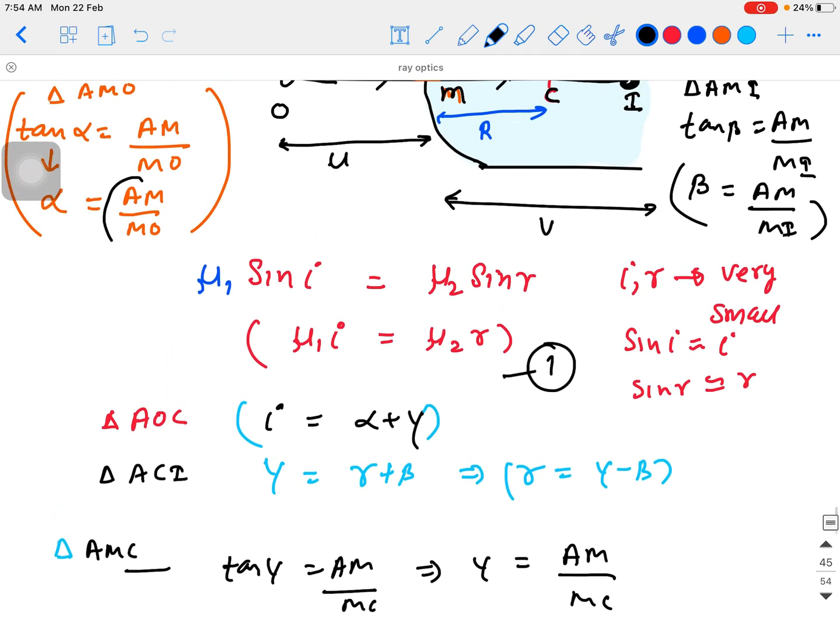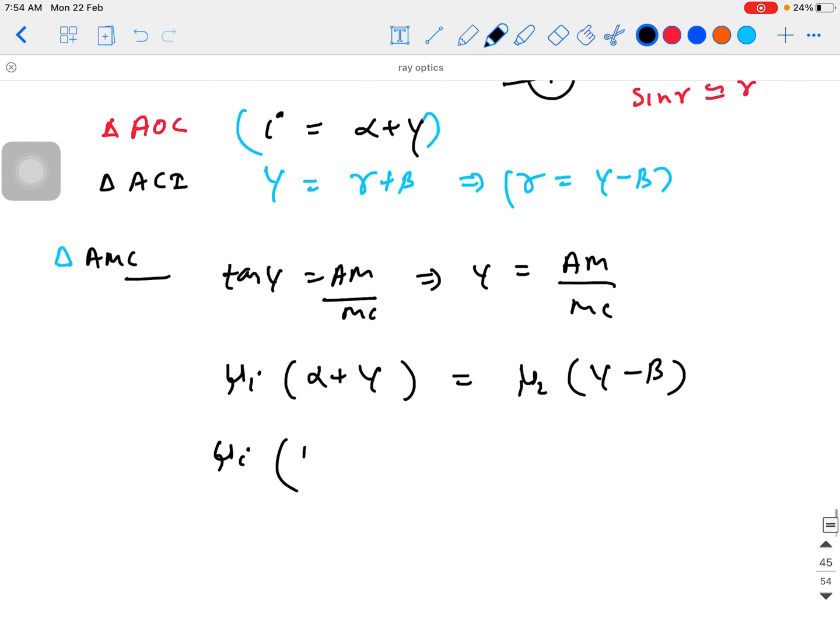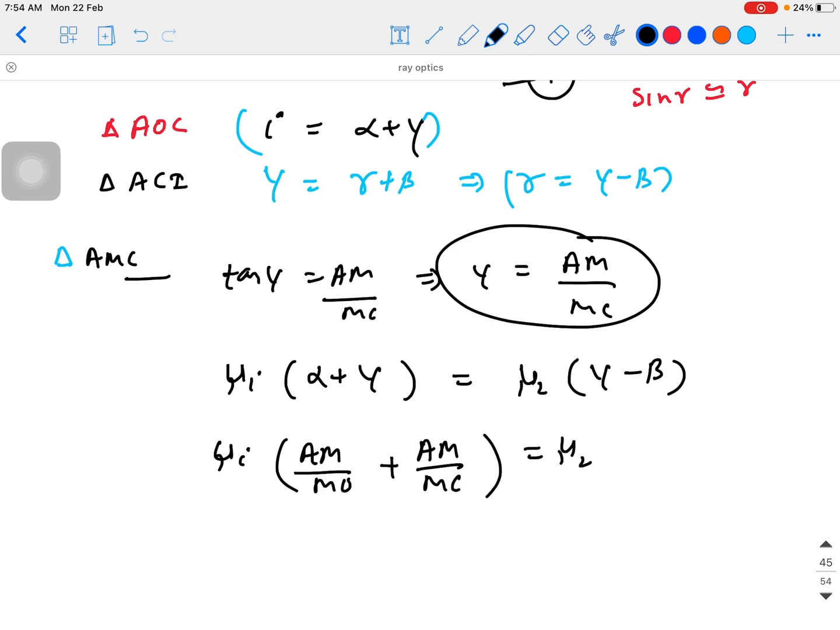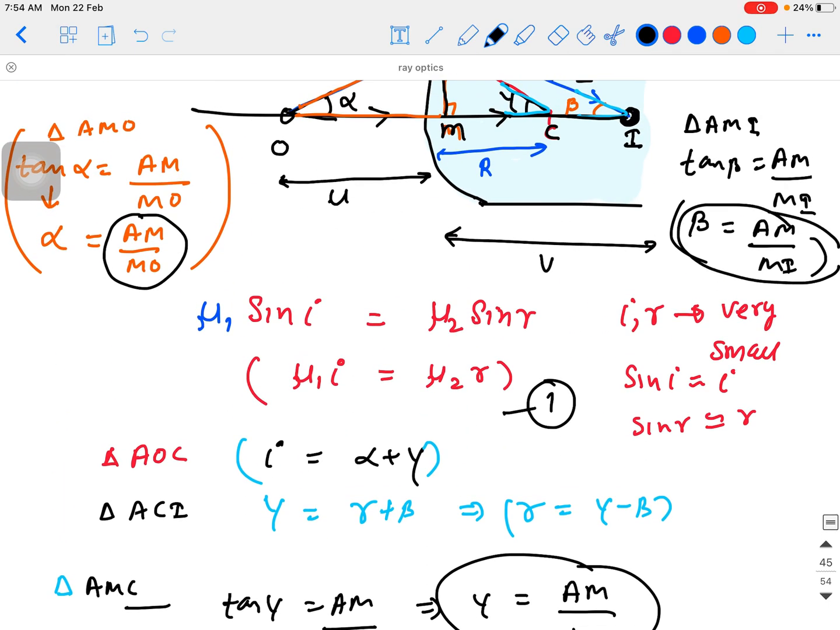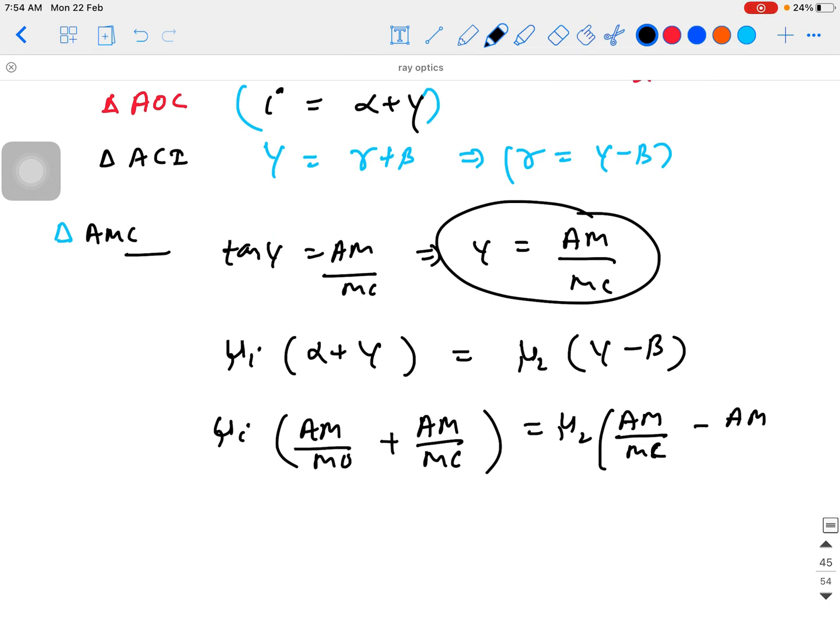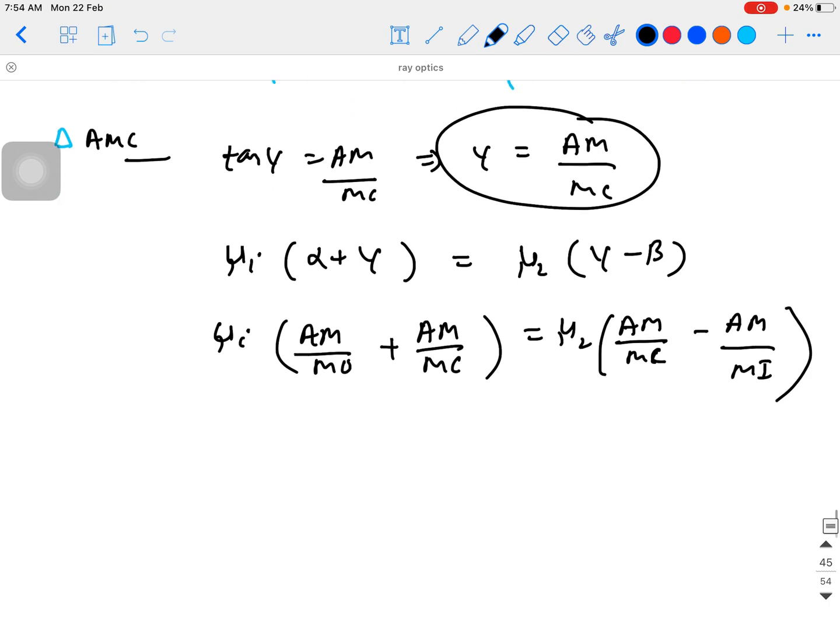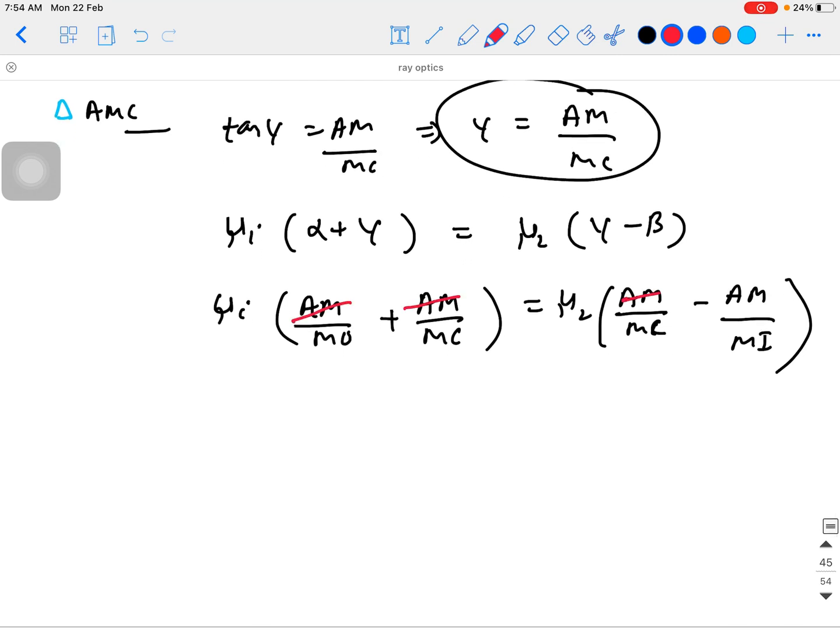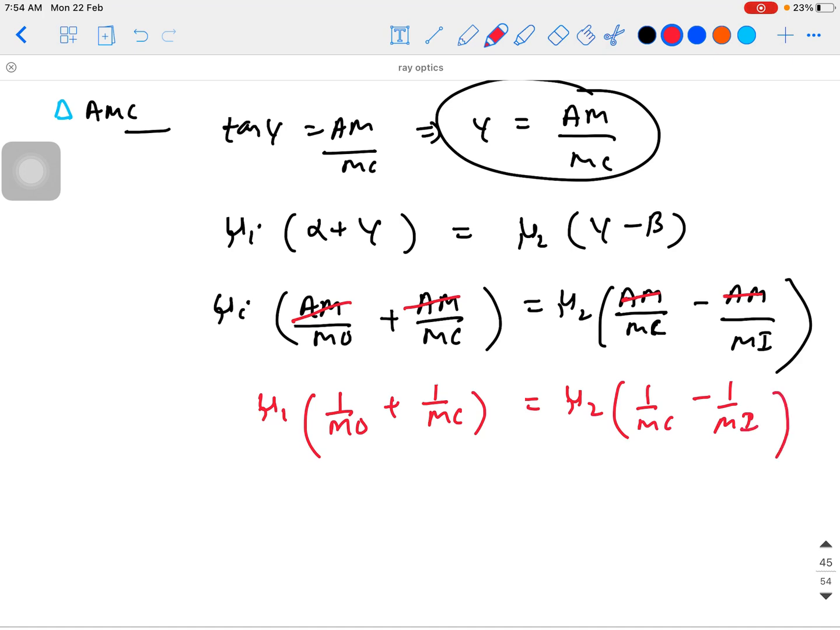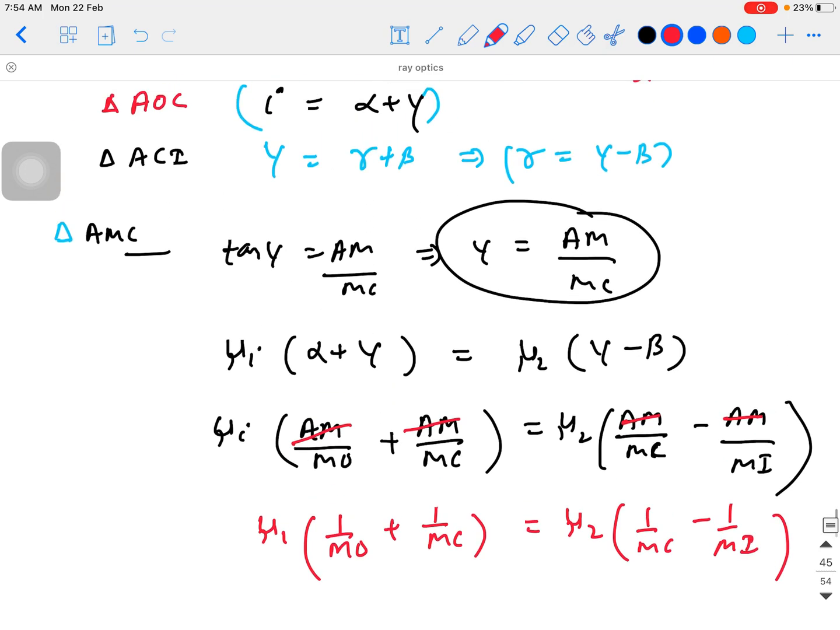Now mu1 alpha. Did I find out alpha? Alpha is AM divided by MO. So I will write alpha as AM divided by MO plus gamma. I found gamma as AM divided by MC. And mu2 gamma is again AM divided by MC minus beta. Beta I found as AM divided by MI. So I will write AM divided by MI. Now AM and AM will cancel out. I will take this AM common and it will cancel out. Mu1 divided by 1 upon MO plus 1 upon MC is equal to mu2 1 upon MC minus 1 upon MI, I will get.